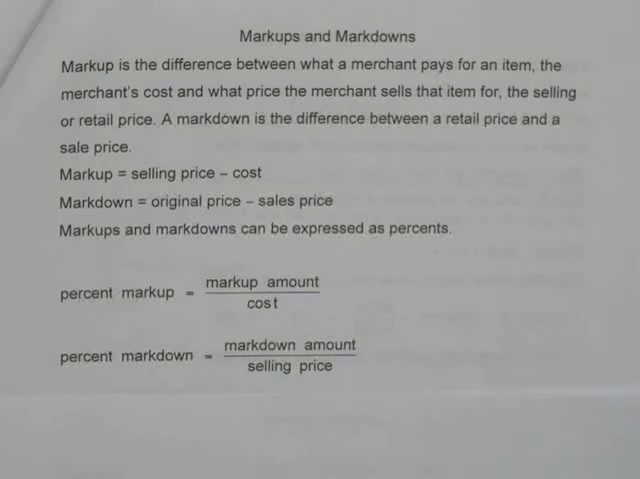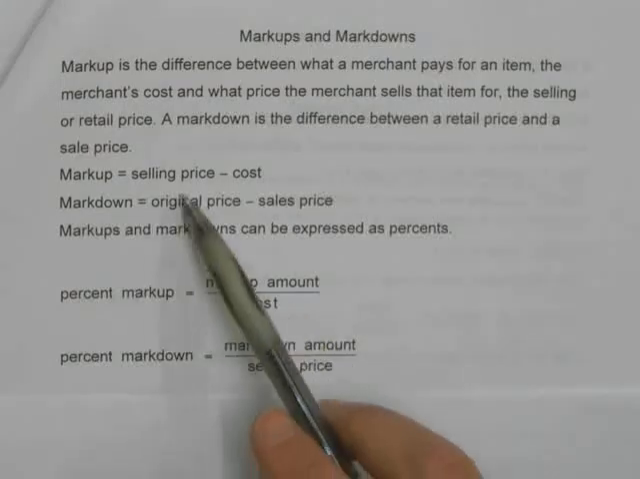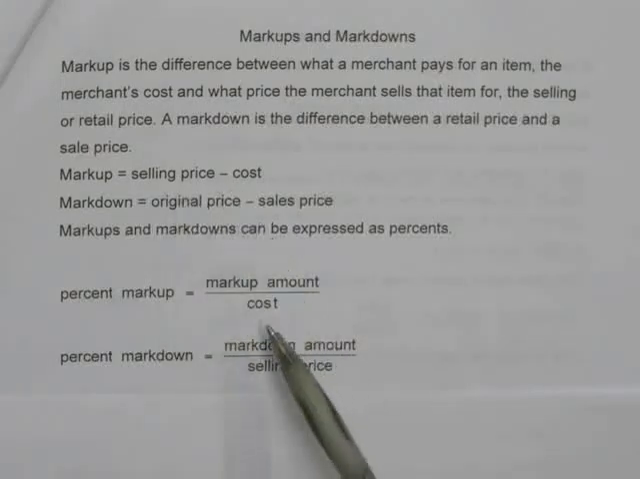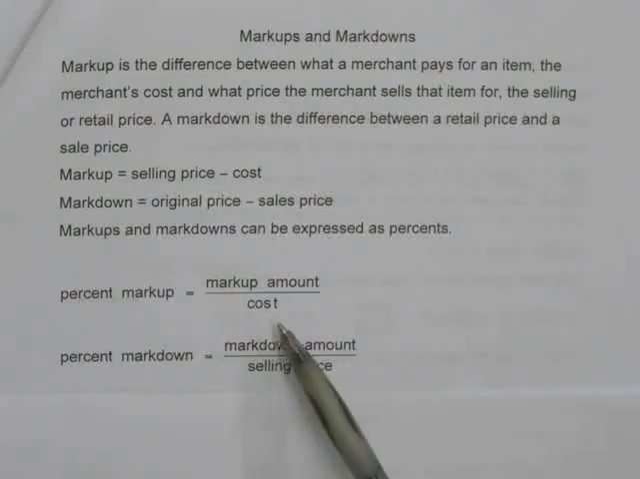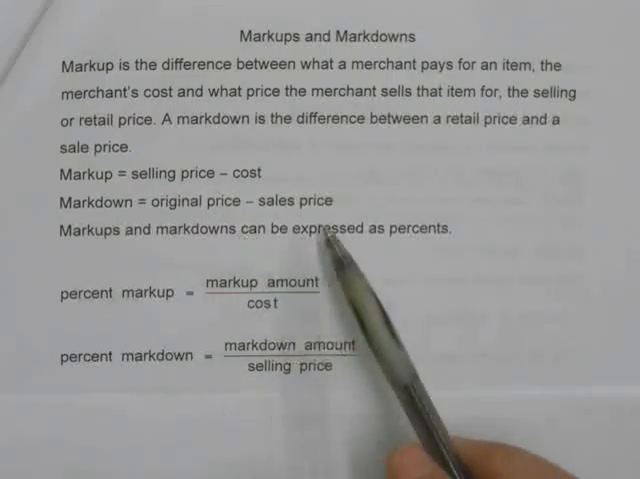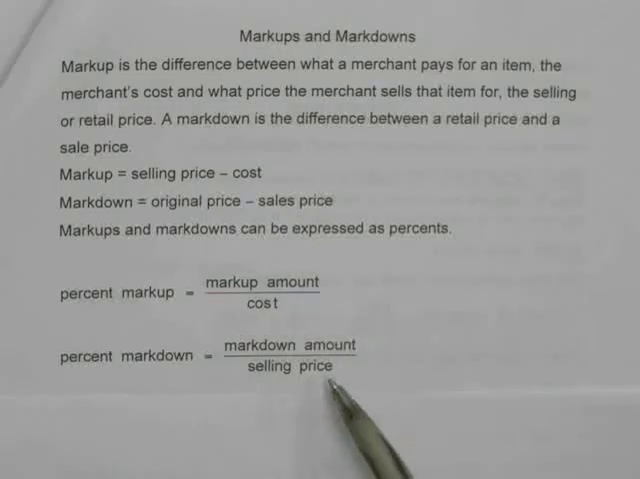To find a percent of markup, we find the markup amount, which is the selling price minus the cost, and we divide it by the cost. And to find the markdown percent, we take the original price, we subtract the sales price, and we divide that amount, the markdown amount, by the selling price. So now we are going to look at a couple of examples of percent markup and percent markdown.